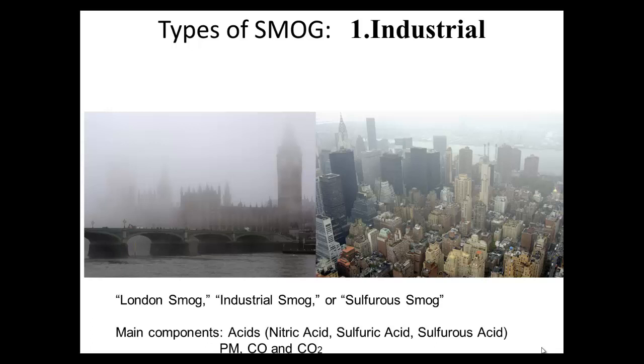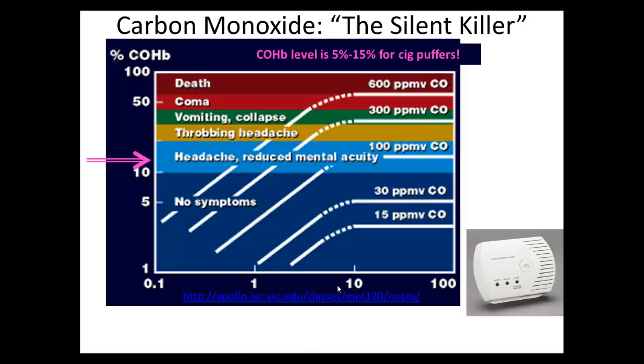And this type of smog is mainly seen on the East Coast, like New York. You also see it in London, places that aren't typically very sunny on a regular basis. So carbon monoxide is one of the main components of this industrial smog. And it's also known as the silent killer, since you can't smell it or feel it. You don't know it's there in the air.